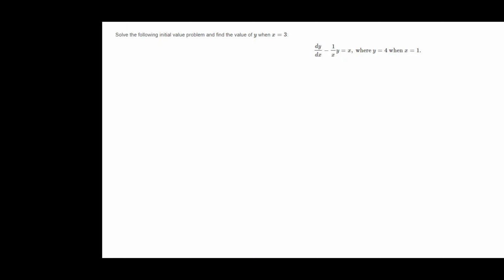All right, in this question, we're asked to solve the initial value problem and find the value of y when x is equal to 3. We're given the differential equation, dy/dx minus (1/x)y is equal to x, with initial condition y is equal to 4 when x is equal to 1. Let's break this down into steps.